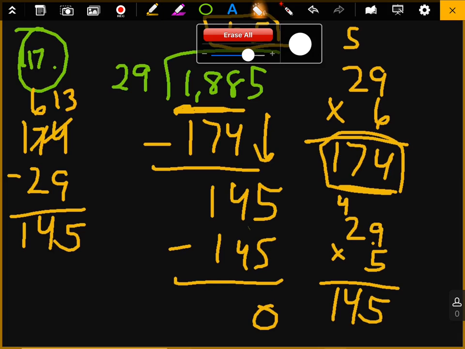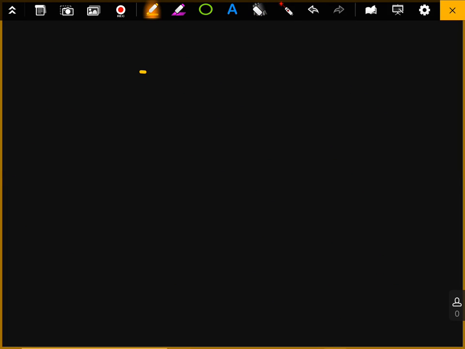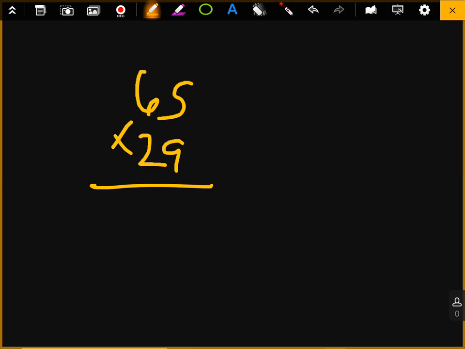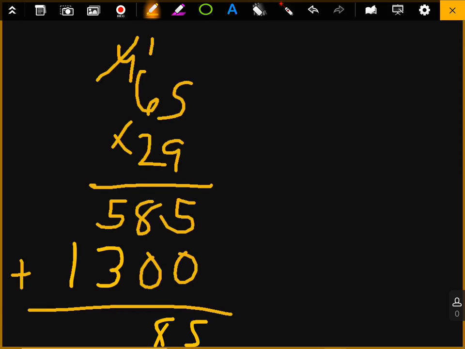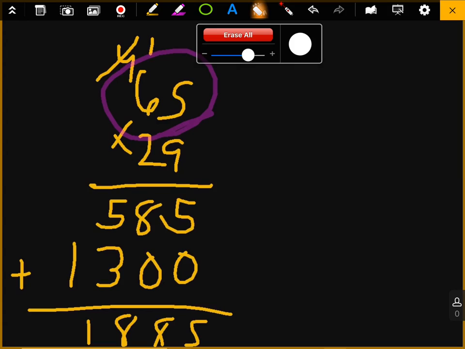And I can double check that as well. I could say 65 times 29. 9 times 5 is 45. 9 times 6 is 54, plus 4 is 58. Cross that out, add a 0. Okay, 2 times 5 is 10. 2 times 6 is 12, plus 1 is 13. Now we add, and I get 1,885, which is what I originally had. So 65 is most definitely my answer. All right, if you need to rewind to watch that again, that's totally fine.